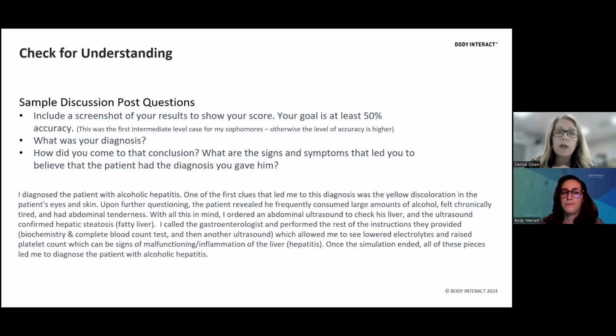And I wanted to know what the diagnosis is. There's a question at the end of all the case studies where you need to choose what the diagnosis is. And so I wanted them to say that so that I knew if they got that right or wrong, but I can usually tell when I look at their screenshot as well. And then how did they come to that conclusion? What were the signs and symptoms that led them to believe the patient had the diagnosis that you gave them?